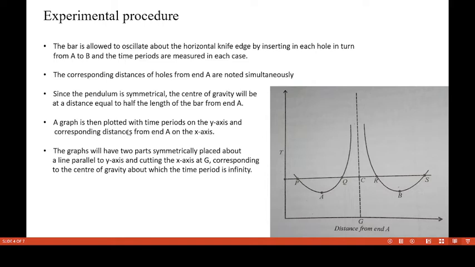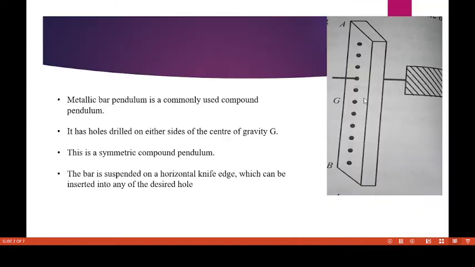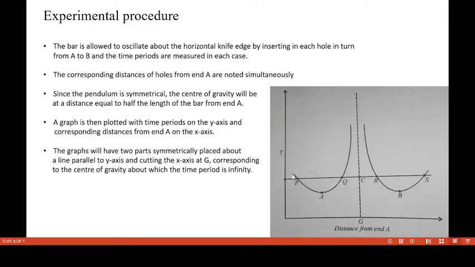Then a graph is plotted with time periods on the y-axis and the corresponding distances from end A on the x-axis. So here, this is the end A, and we are measuring lengths from end A, and this curve corresponds to the values of time periods for different distances from end A. So from end A, we are calculating the time period corresponding to each hole, which we have represented in this curve.